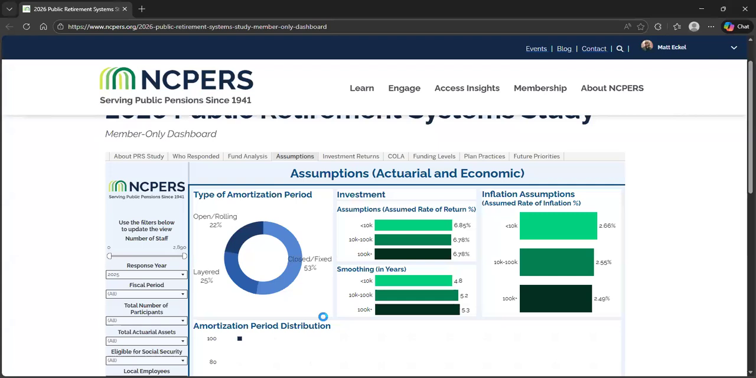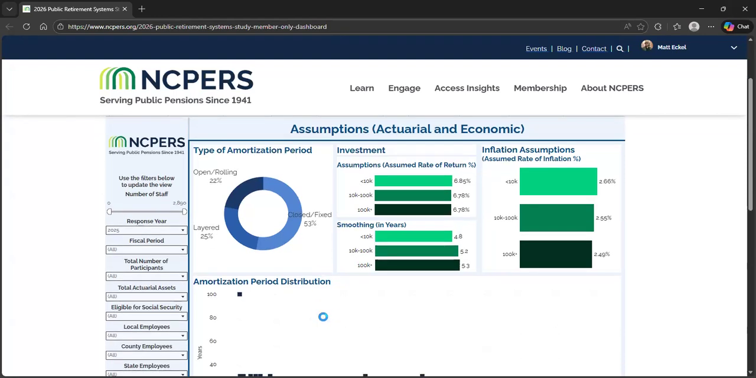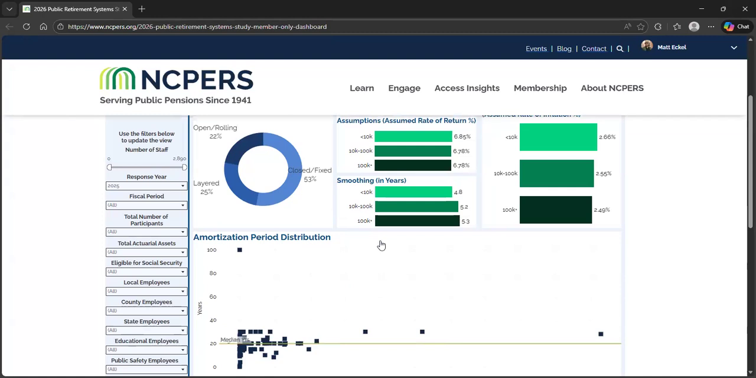The Assumptions tab focuses on the economic and demographic assumptions used by retirement systems. Here, you'll find charts related to assumed rates of return, inflation assumptions, and amortization periods. These visuals may help members see how assumptions vary across systems and how they may differ by plan size or structure. As with other pages, filters allow you to refine the comparison group to ensure meaningful benchmarking.